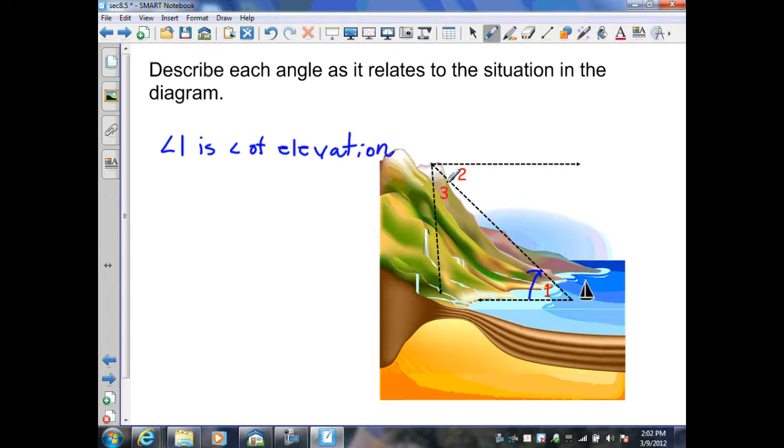Angle 2, again, is if I'm standing on the top of the cliff and have a horizontal line of sight, and I view down to the boat, I have an angle created from the horizontal line of sight to the line of sight to the object I'm viewing. That is called an angle of depression. Therefore, angle 2 is an angle of depression.